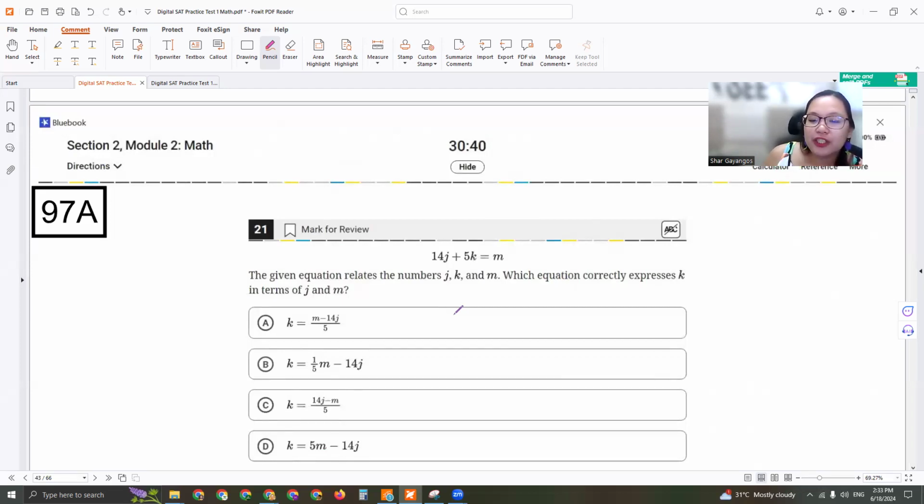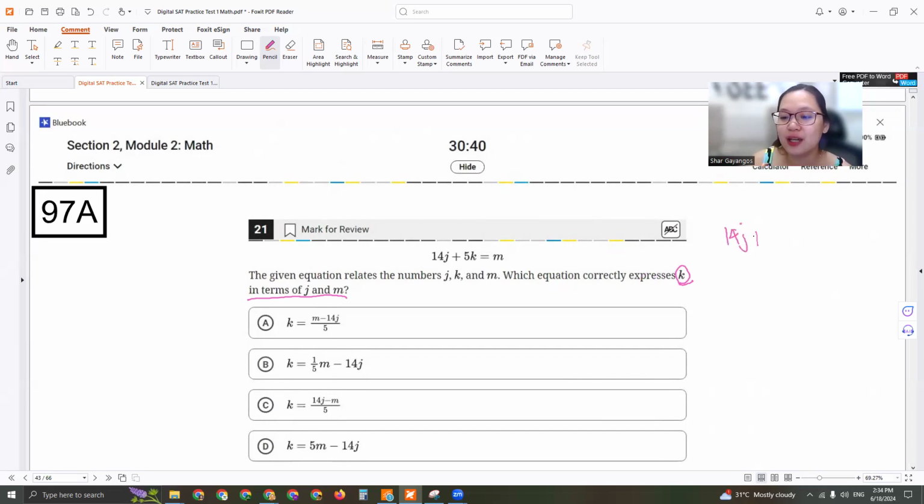So we have this equation, multiple variables. Whenever you spot something like this, chances are this is a literal equation that you need to solve. So which equation correctly expresses k in terms of j and m? Exactly, right? So the goal is to isolate k on one side and then move all the terms around on the other side. So we normally isolate the variable on the left-hand side and then move all the other variables on the right-hand side. So let's go ahead and do that for our equation.